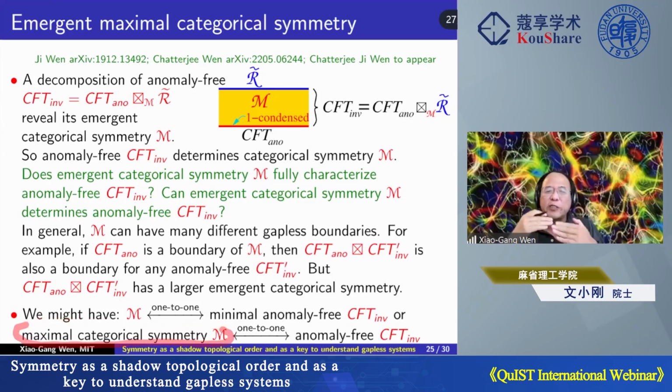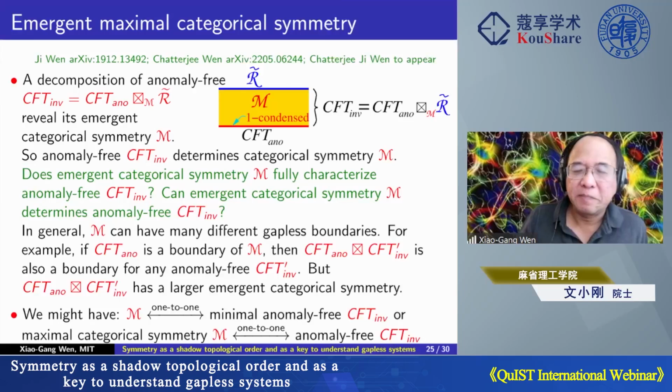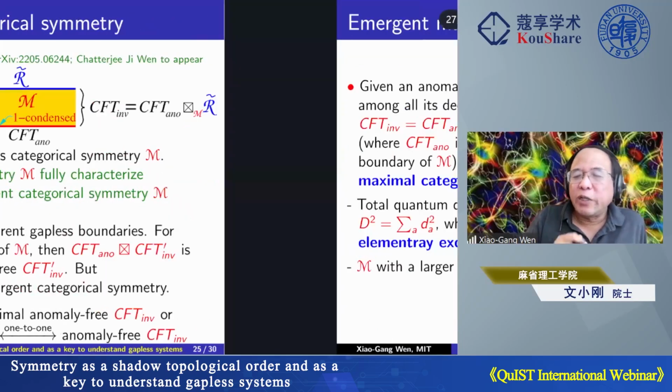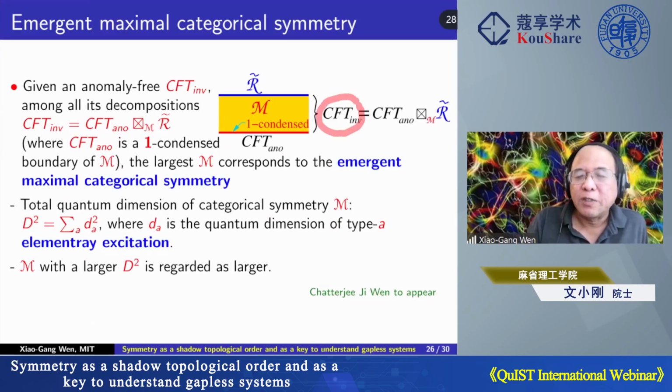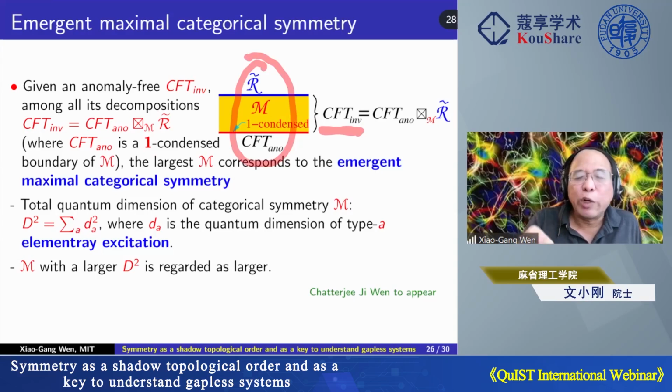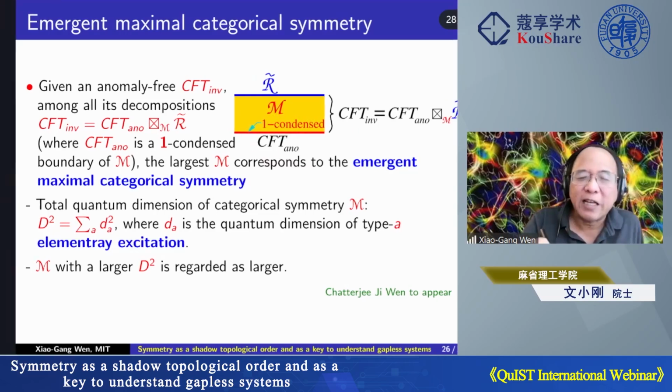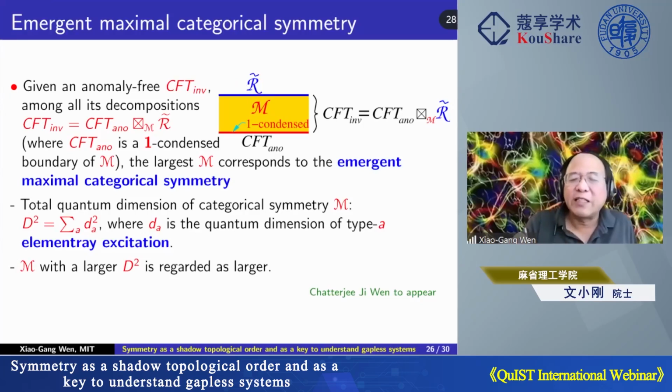How do you say that a CFT has emergent symmetry? How do you determine the maximum emergent symmetry? From this picture, if you have an anomaly-free CFT whose low energy excitations can be simulated by this composite structure, where we require that the gapless boundary is only one condensed boundary, plus another gapped boundary, then we say this CFT has emergent categorical symmetry M.